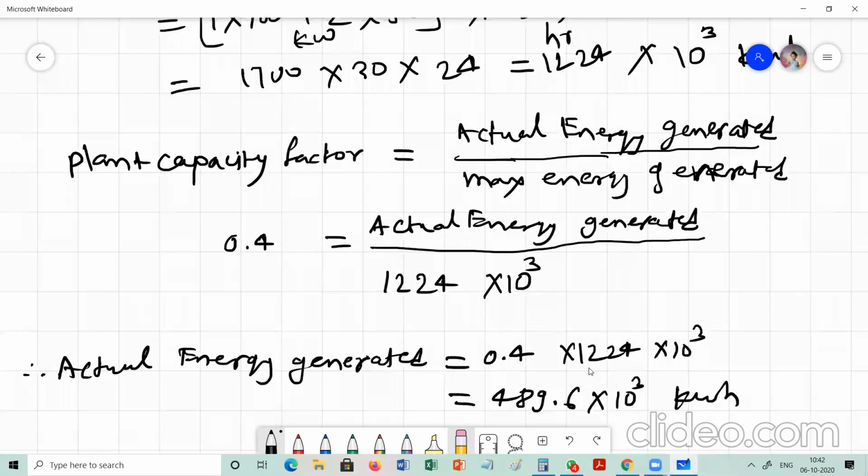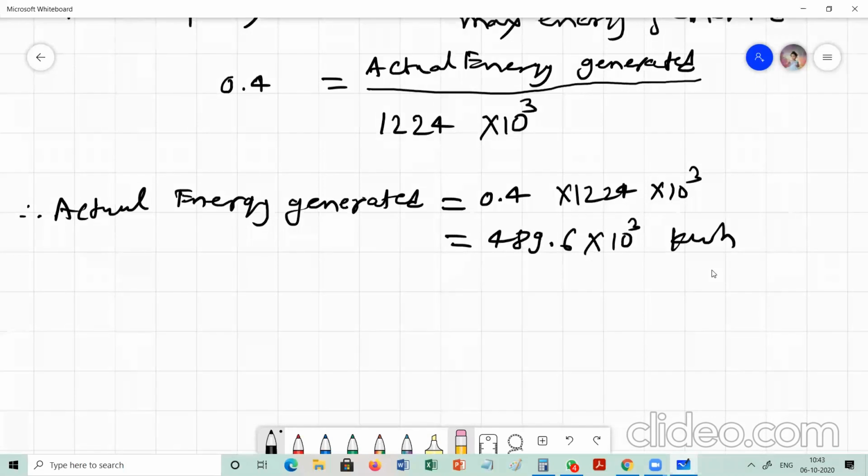Means what, if the units are generating power equal to their full capacity, then we will get maximum energy, which is equal to 1224 into 10 raised to 3 kWh. But their plant capacity factor is 40%. Means only 40% of total capacity is generated. So we multiply the plant capacity factor with the maximum energy generated to get actual energy generated, which is 489.6 into 10 raised to 3.